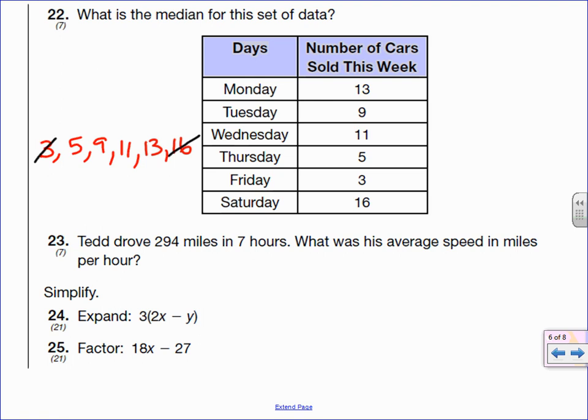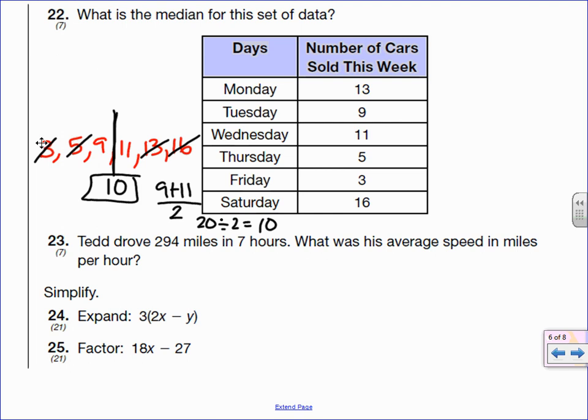So 3 and 16 get knocked off together, 5 and 13 get knocked off together, and then the question is what number is directly between 9 and 11? And offhand, I know that that's going to be 10. The other way that you could do it would be 9 plus 11 divided by 2. 9 plus 11 is 20, divided by 2 is 10. Either way.